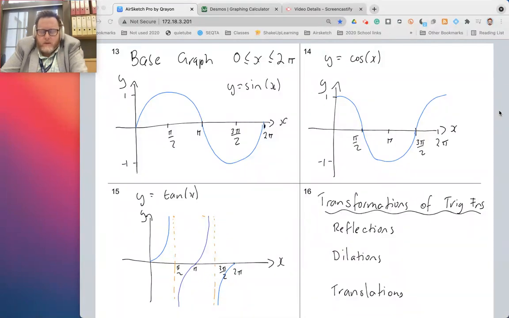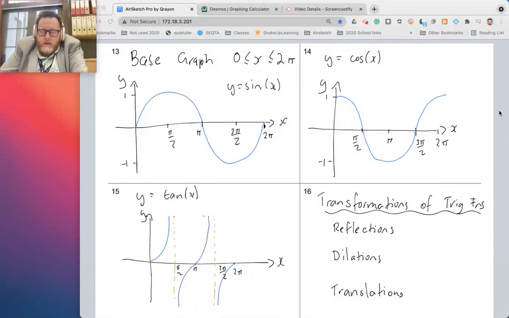So just as a reminder, looking at slide 16 here, we've got the three categories of transformations: reflections, dilations and translations. And don't forget that you can have reflections of the input and reflections of the output, dilations of the input, dilations of the output, and translations of the input and output as well. So there's three categories, and they each apply either to the input or to the output. And of course, you can combine them all.